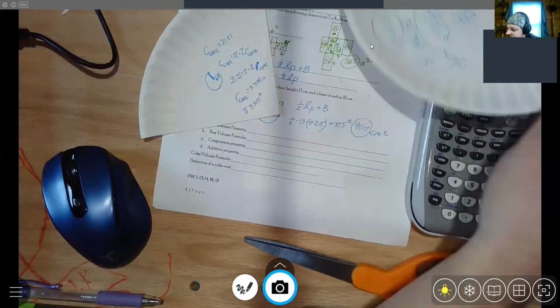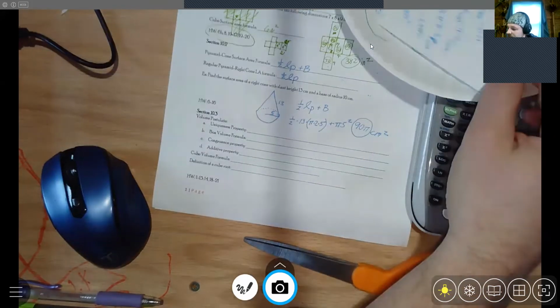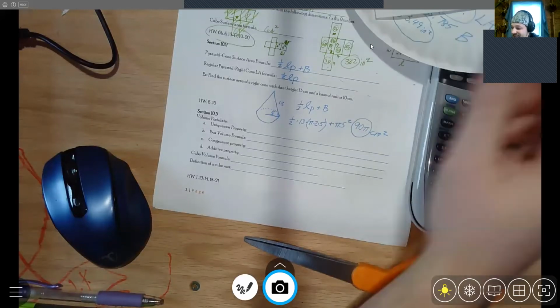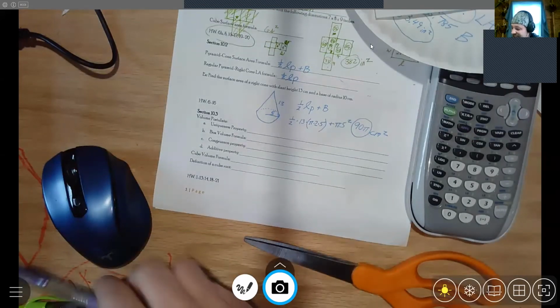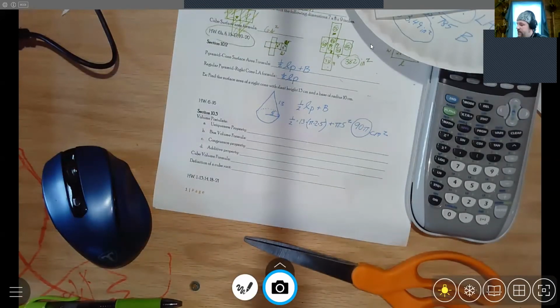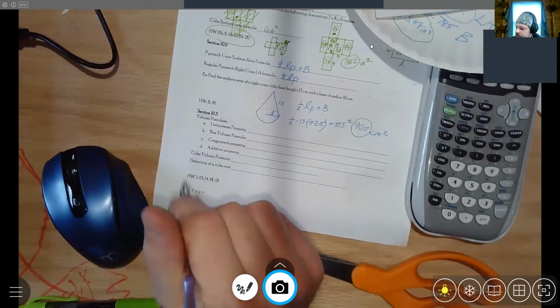So that's it. That's surface area of cone and pyramid. Hopefully you enjoyed it. And, okay. Hopefully you understood it. And if you have questions, let me know.